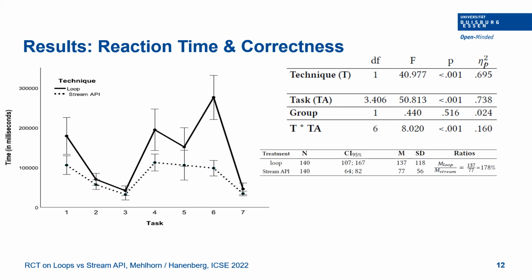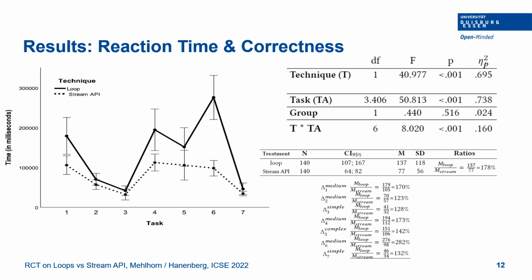When we speak about those differences, we see that if we build the ratio of the mean loop time and the mean stream time, the result is 178%. So it means that loop took about 78% more time than the Stream API on average over all tasks. What you can see here is that there are larger differences between each task.